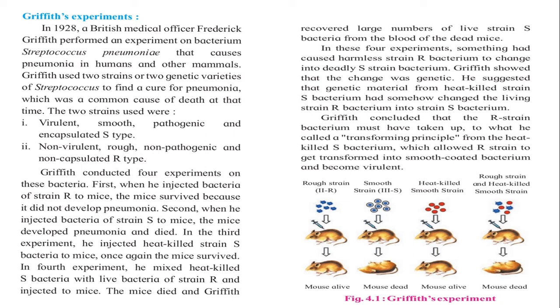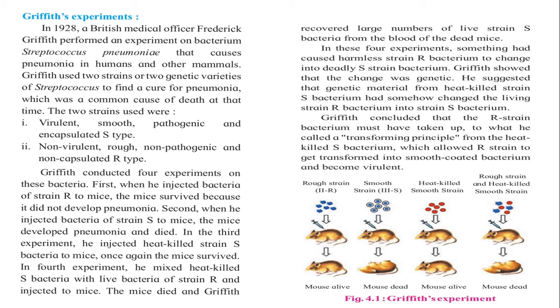Second, when he injected bacteria of strain S into mice, the mice developed pneumonia and died. Third experiment, he injected heat-killed strain S bacteria into mice. Once again, the mice survived. And fourth experiment, he mixed heat-killed S bacteria with live bacteria of strain R and injected them into mice. The mice died and Griffith recovered a large number of live strain S bacteria from the blood of the dead mice.